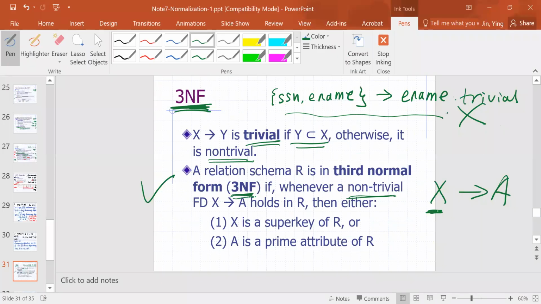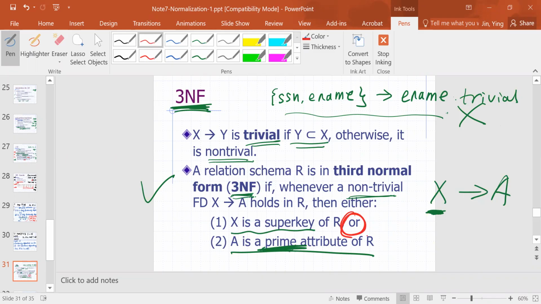The left-hand side is a super key. And what's a super key? We covered that in the previous class. A super key is a unique identifier, so everything else functionally depends on the super key. So X is a super key, or A is a prime attribute. We just finished prime when we did the second normal form, so you know what a prime attribute is. So the two conditions are very important.